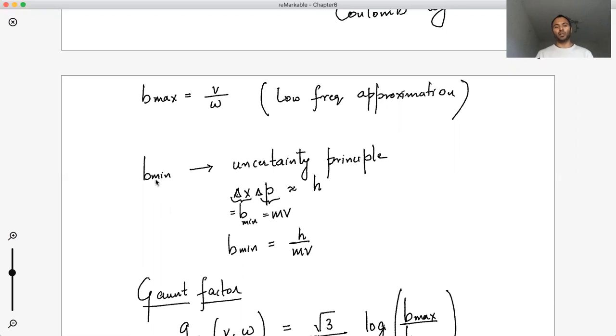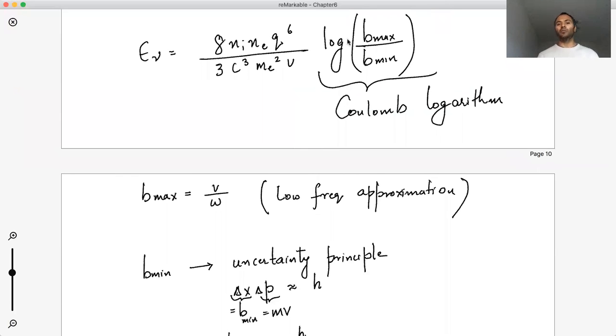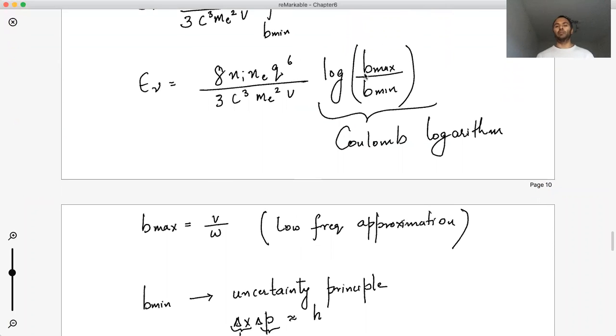Another b min you can put in here is to say that b min should be less than the Compton wavelength of an electron, right? And if you have a b min much less than that, then of course the electron is no longer a particle. I mean, you have to worry about the fact that it's a wave and not a particle. So there are many different choices for b min. So there's no one value for the Coulomb logarithm. Again, what value you use here will depend on whether a quantum mechanical description is important for the scattering, whether the low frequency approximation you make holds or not.